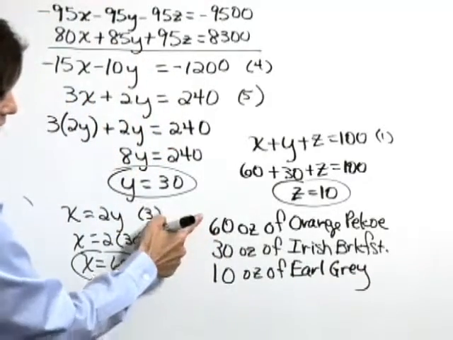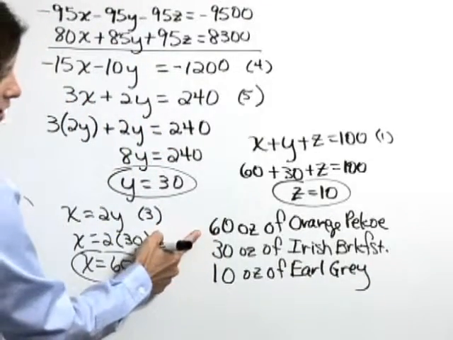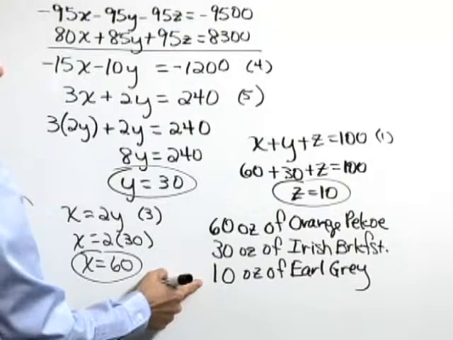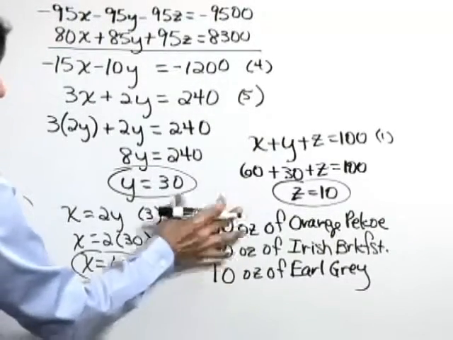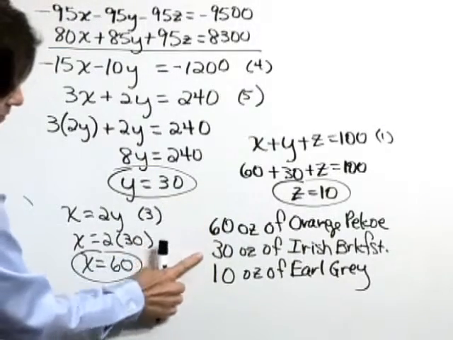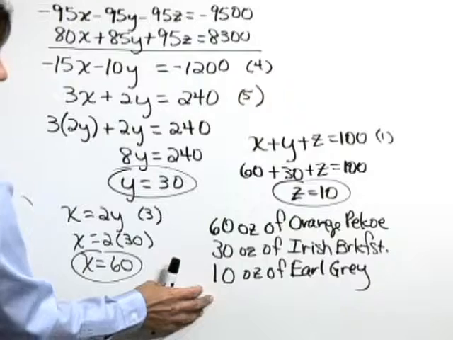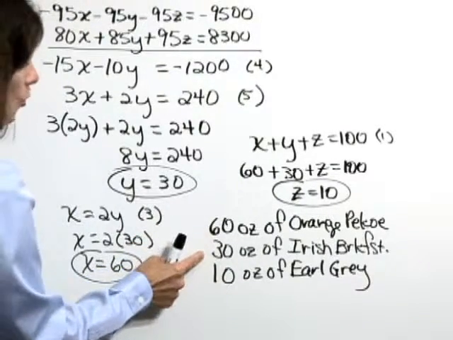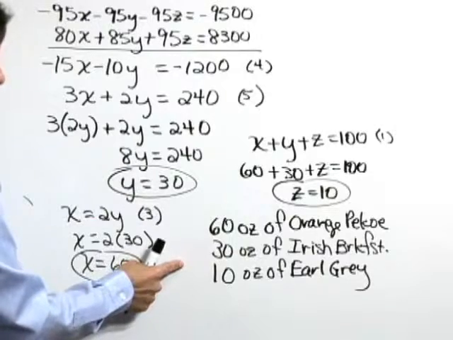And so let's state our answer very clearly. 60 ounces of orange pico, 30 ounces of Irish breakfast, 10 ounces of Earl Grey. We can check those solutions in a couple of equations very quickly. Notice that the sum of these amounts is indeed 100. Also notice that the amount of orange pico is indeed twice the amount of Irish breakfast, as indicated.